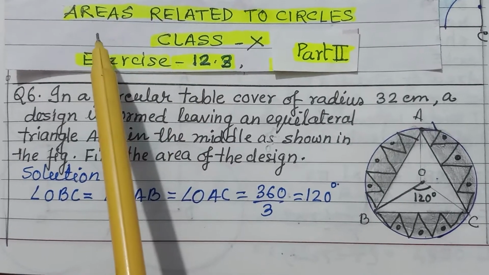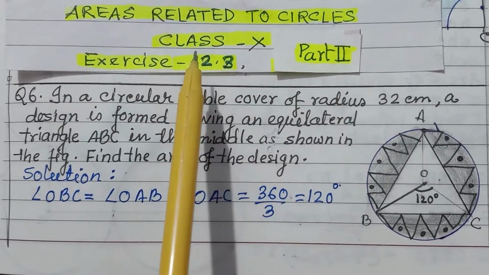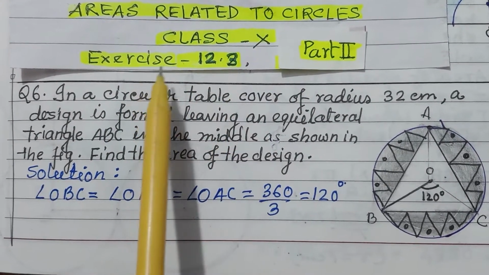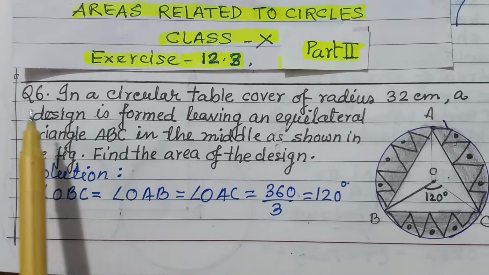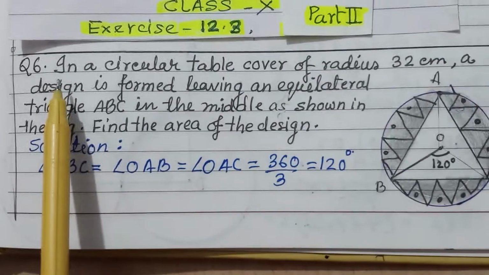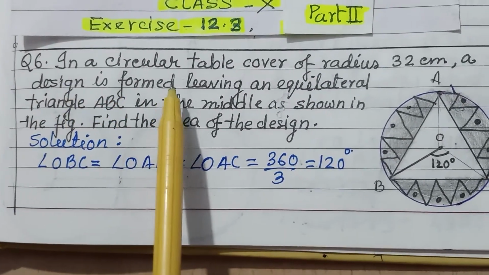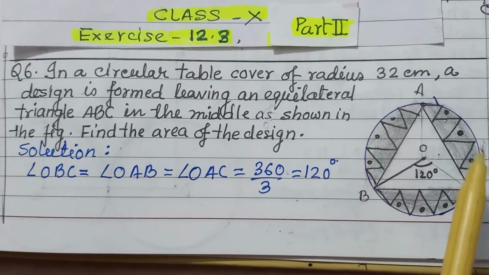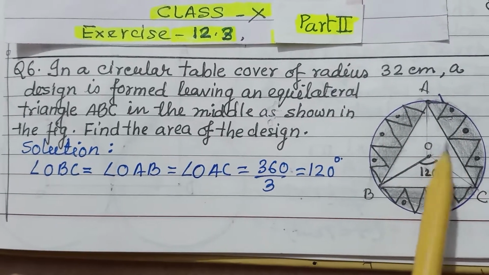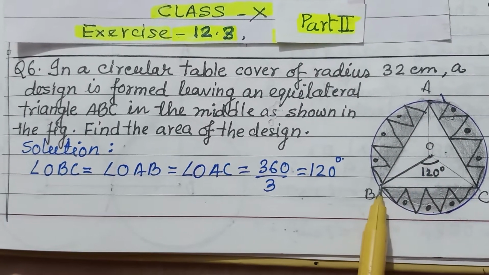Today I will explain areas related to circles of class 10 exercise 12.3 part 2. In part 2 I will explain from question number 6. Question 6: a circular table cover of radius 32 centimeter.